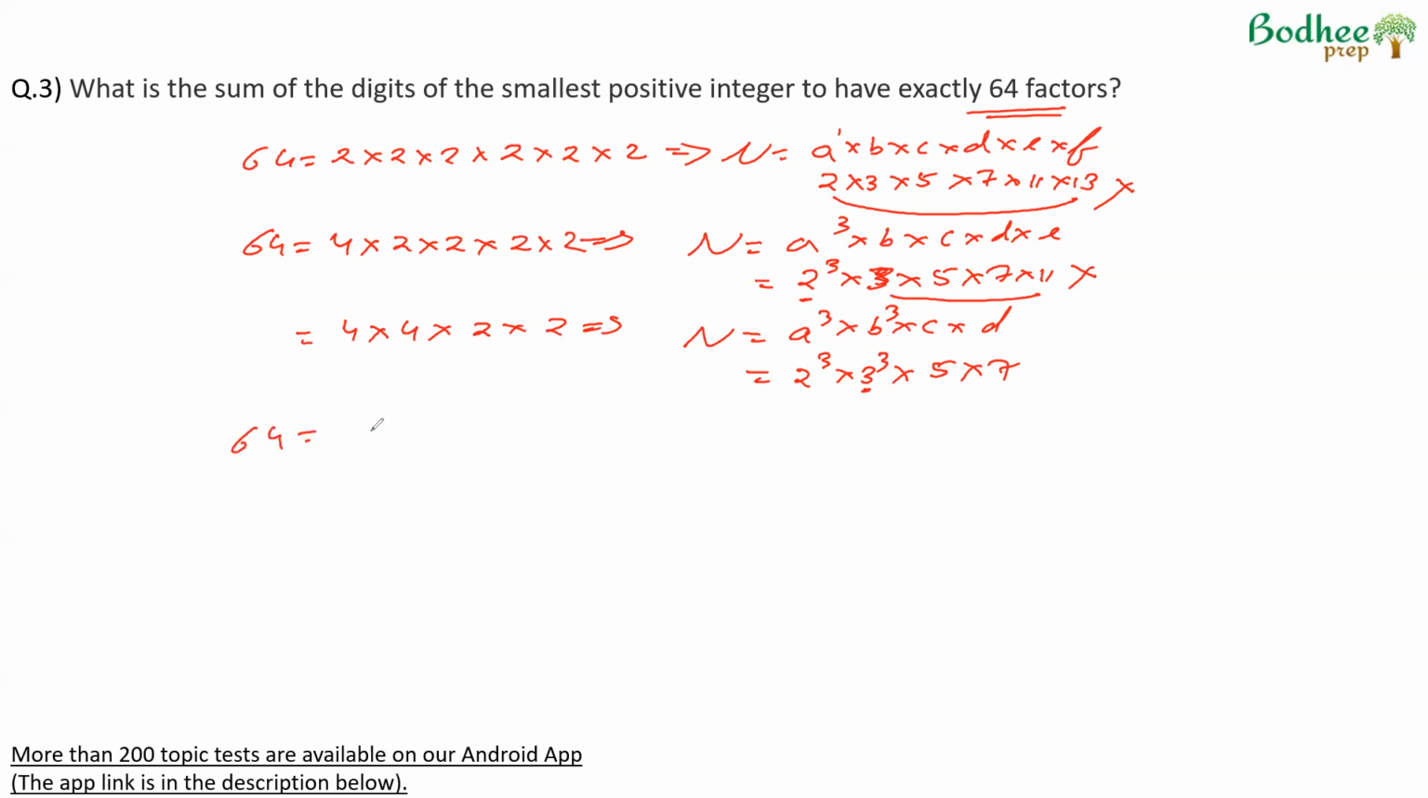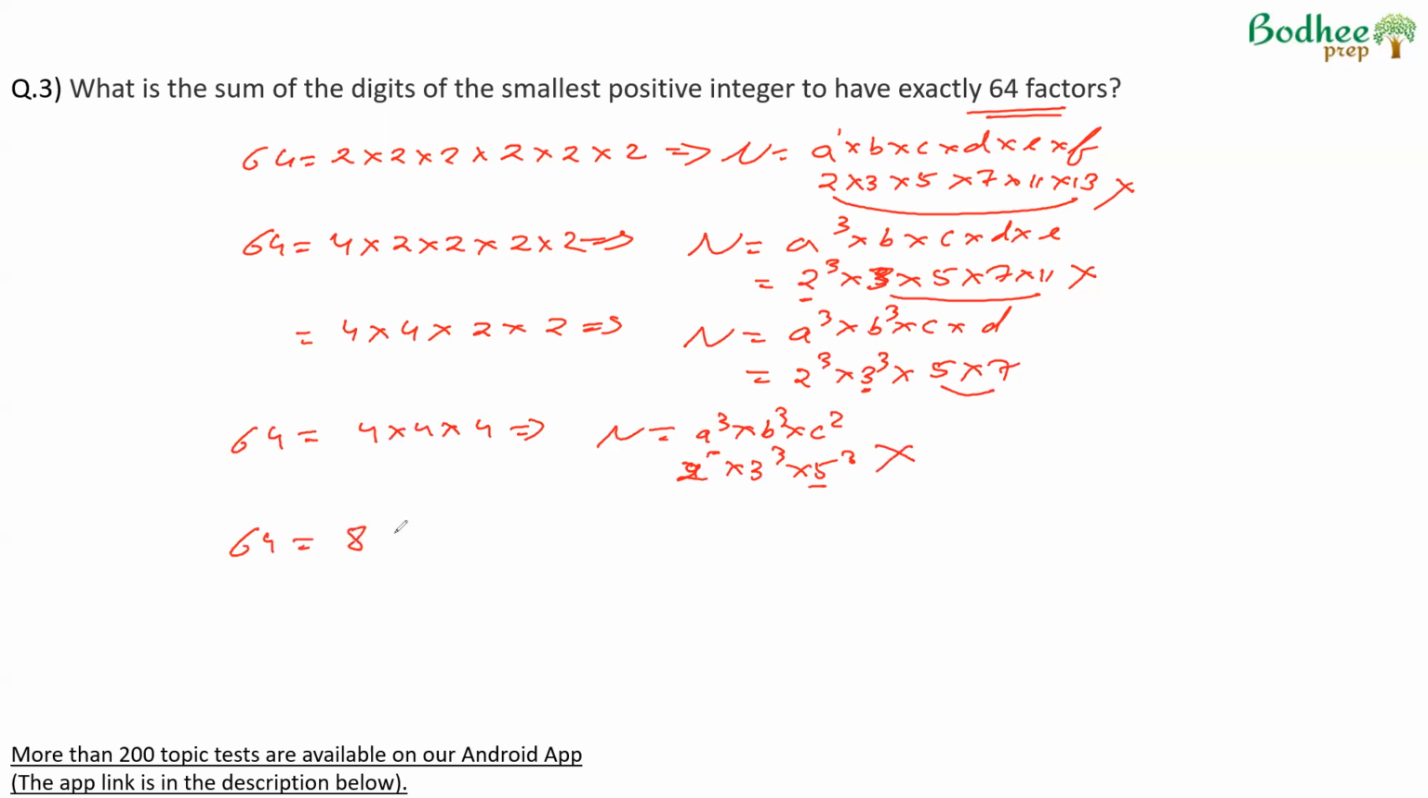If we write 64 as 4 into 4 into 4, in that case we will have n as a cube into b cube into c cube. The smallest possibility is 2 cube into 3 cube into 5 cube. Here 5 sevens are 35, here 5 cube is 125. So this is the larger number, can be eliminated.